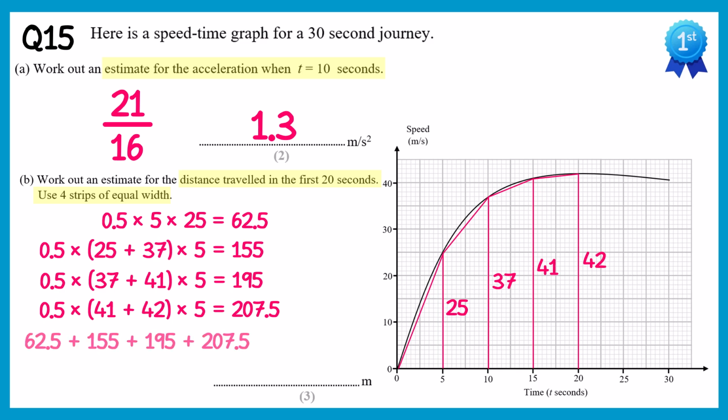So if we add up all of this, we get the total area, which is 620, and we said earlier the area is the distance travelled, so 620.